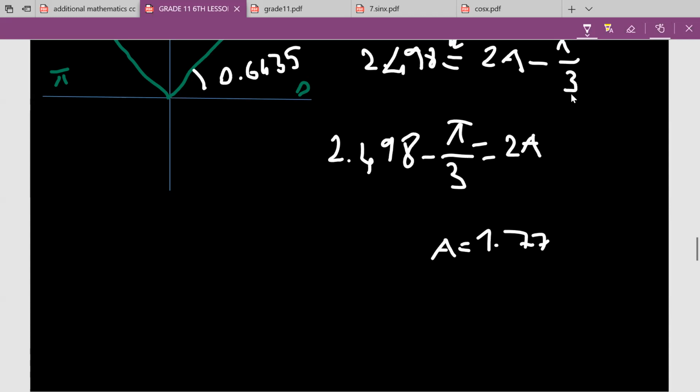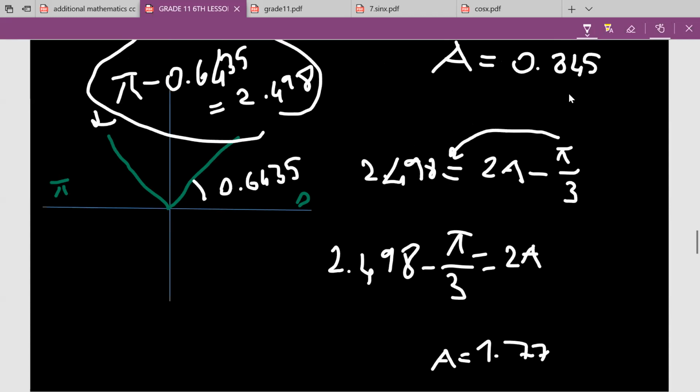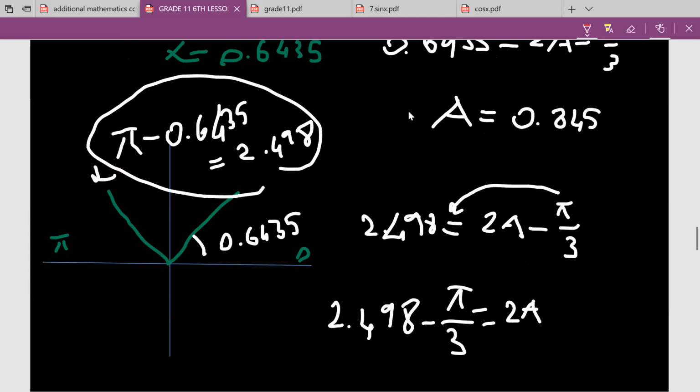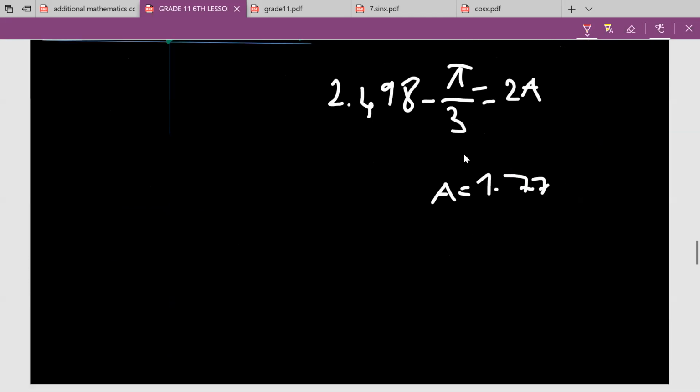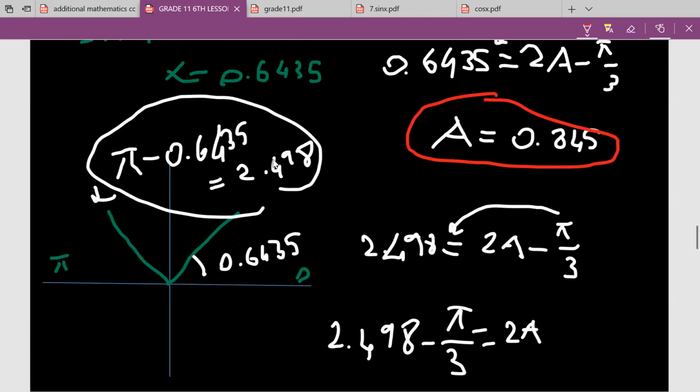So how many solutions do we have? We have 2 solutions between 0 and pi. The first one is a equals 0.845, and the second one is a equals 1.77. We have done our questions.